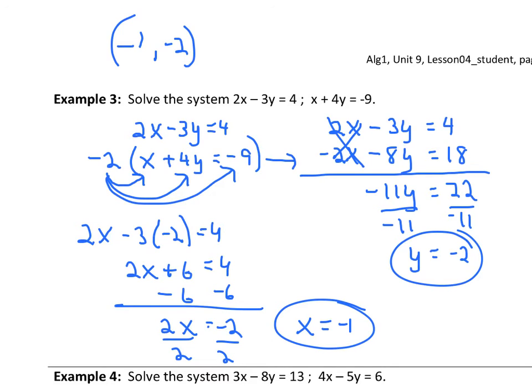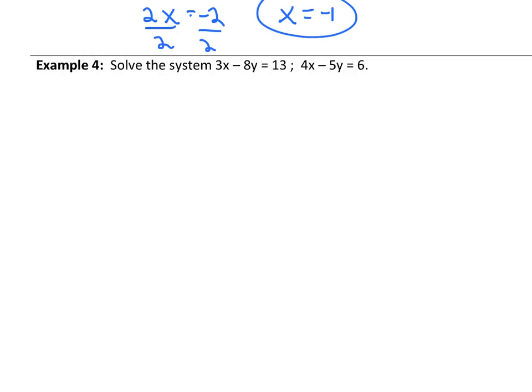All right, we have one more. Okay, example 4. This is our last example for today. So the first thing you want to do is write down the equations one on top of the other. So you have 4x minus 5y equals 6 on the bottom, and then 3x minus 8y equals 13 on the top.